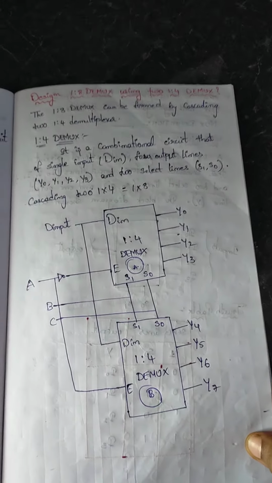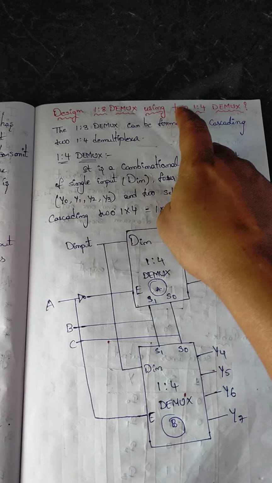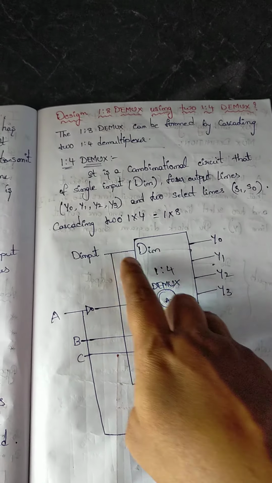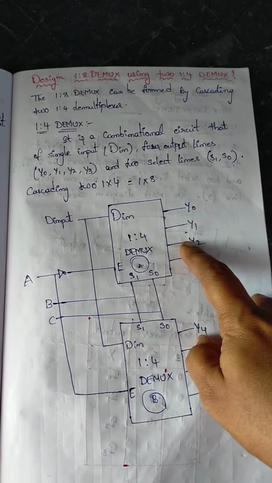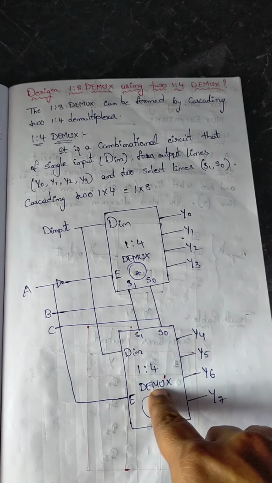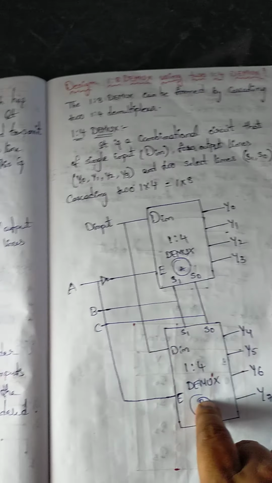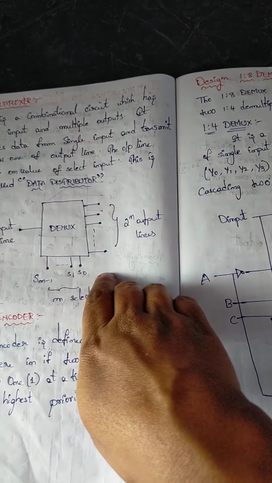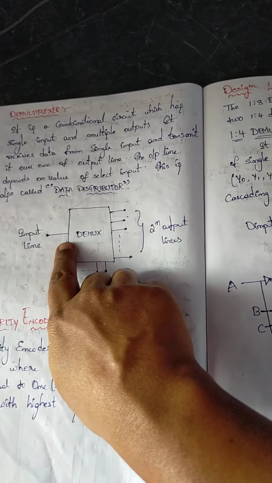Now we will see the design of a 1 into 8 demux using two 1 into 4 demux. So we have to design a 1 into 8 demux by using two 1 into 4 demux. For this purpose I am taking two 1 into 4 demux. This is demux A, this is demux B. For mux and demux there should be input, output and selection lines. The output depends upon the selection lines, not on the input.